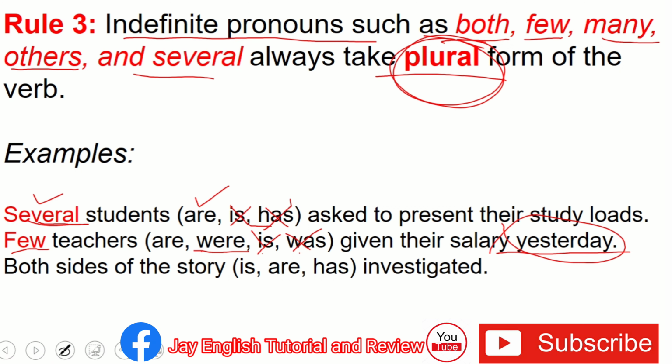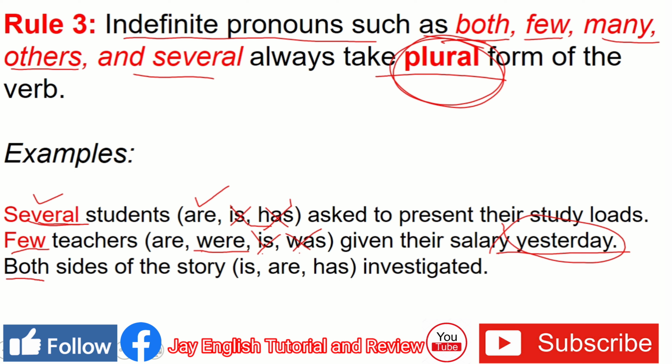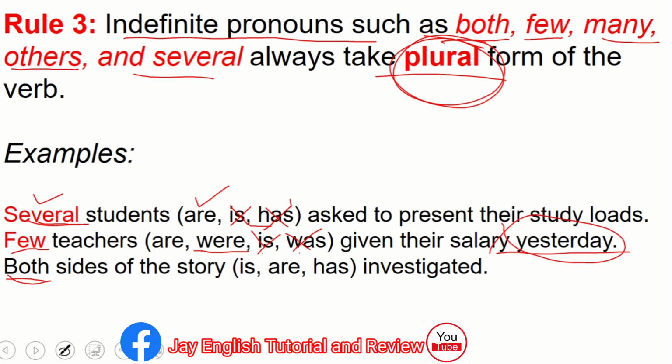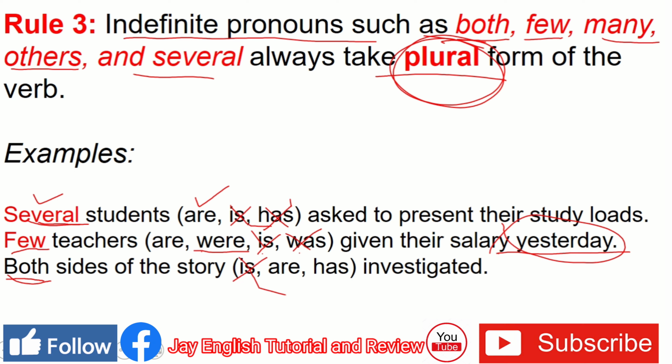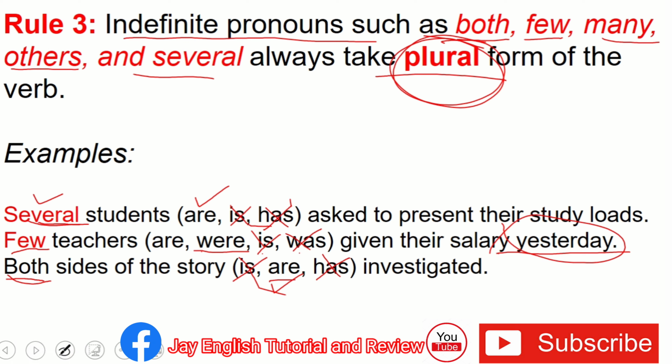Last example. Both sides of the story, is, are, has, investigated. Okay, so we're using the indefinite pronoun both here. Then we are going to pair it with a plural verb. Is is singular. The auxiliary verb has is also singular. So the correct answer is are. Both sides of the story are investigated.